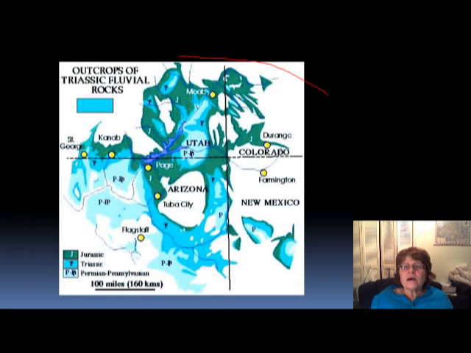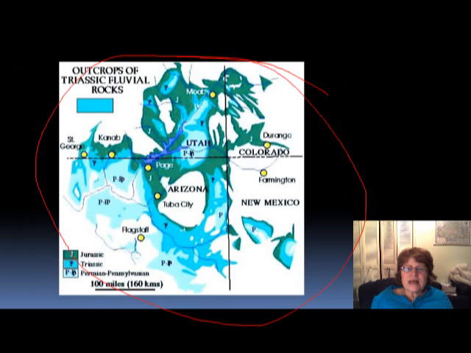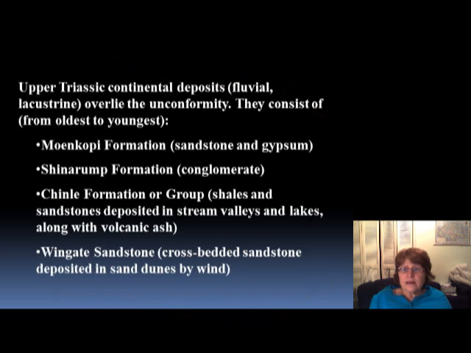This is the area we're talking about. During the Triassic, it was still part of Pangea, so a lot of very continental sediment formed, mostly wind-carried, cross-bedded red sandstone, which is characteristic of a very continental, very dry climate. As I just told you, these are the formations: the Moenkopi, the Shinarump, the Chinle, the Wingate.